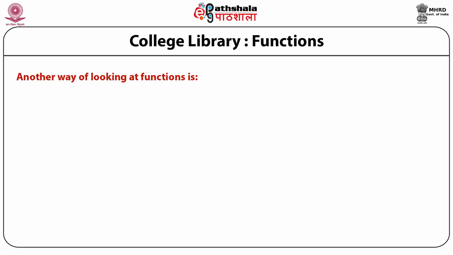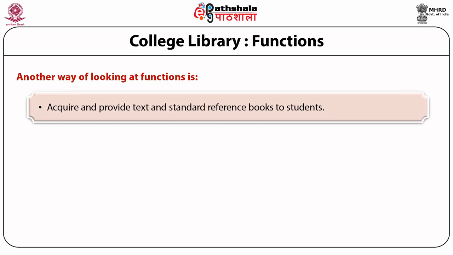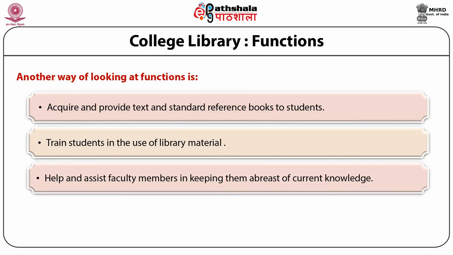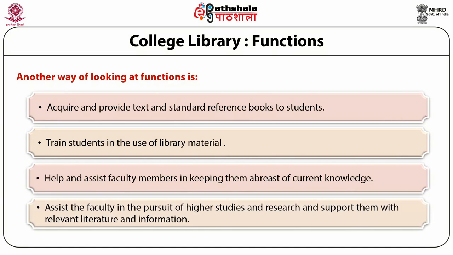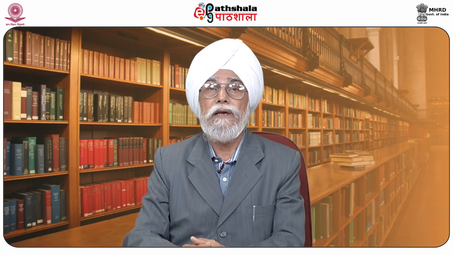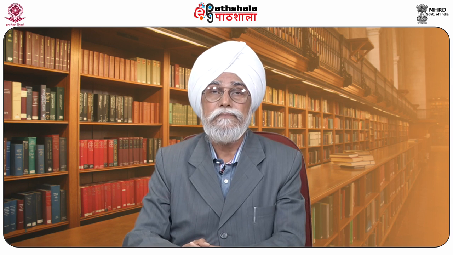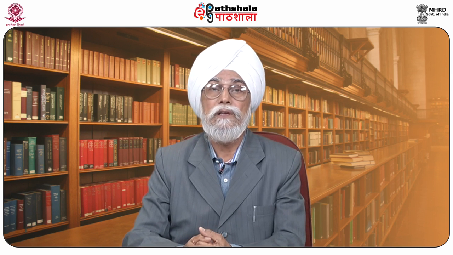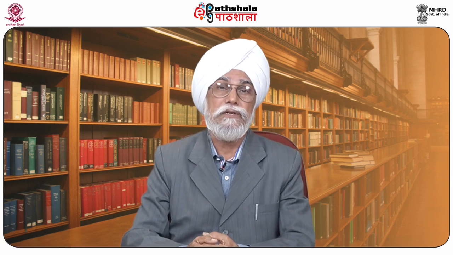Another way of looking at functions of college library is to acquire and provide text and standard reference books to students, to train students in the use of library material, to help and assist faculty members in keeping them abreast of current knowledge, to assist the faculty in the pursuit of higher studies and research, and support them with relevant literature and information. College library may develop a comprehensive and well-rounded collection of textbooks, reference books, journals, magazines, newspapers, and other reading material to fulfill the educational needs of students and faculty.